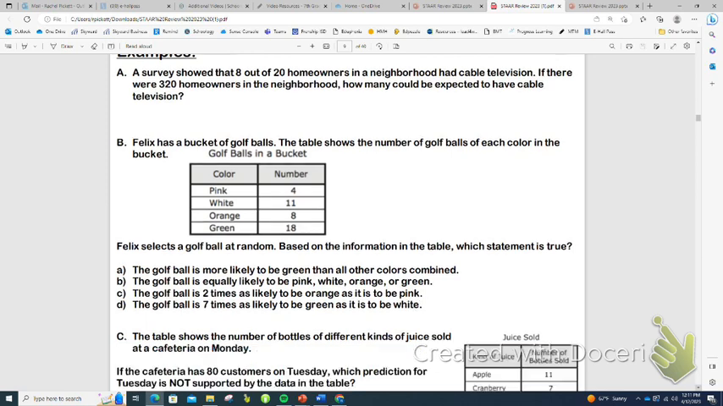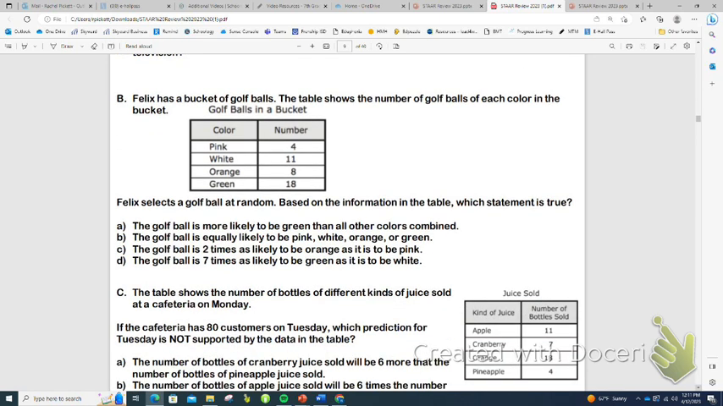Now let's look at example B. This question says, Felix has a bucket of golf balls. The table shows the number of golf balls of each color in the bucket. Felix selects a golf ball at random. Based on the table, which statement is true? So we're going to have to go through all of these answer choices and figure out which one is accurate based off of the table.